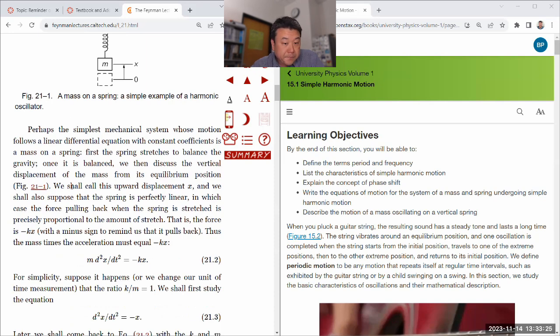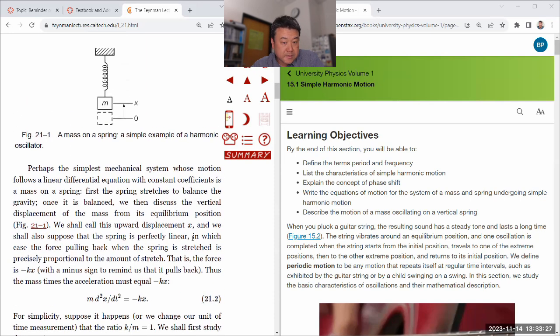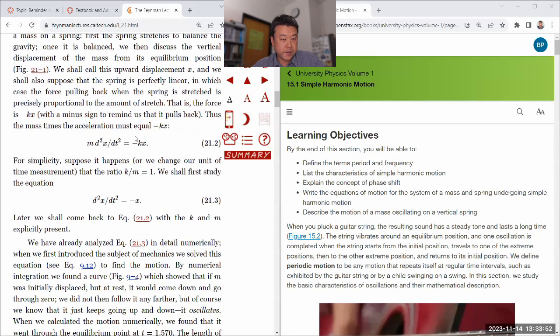simplest mechanical, upward displacement x, and we also suppose the spring is perfectly linear, which means it obeys Hooke's law, that you can describe the force with minus kx, the minus sign indicating that it forces the opposite way from the displacement. And so, skipping to, thus mass times acceleration, coming from Newton's second law, must equal the net force, the spring force. So that's where he's starting.